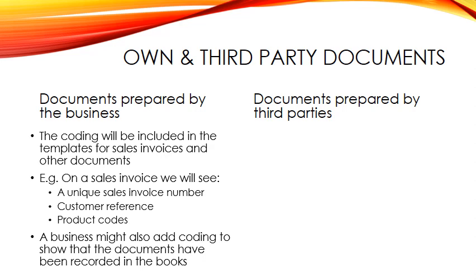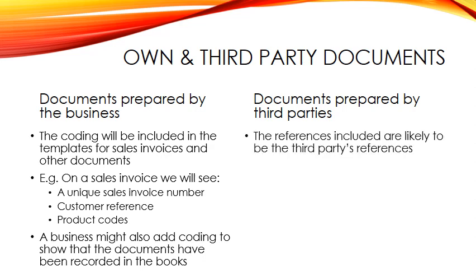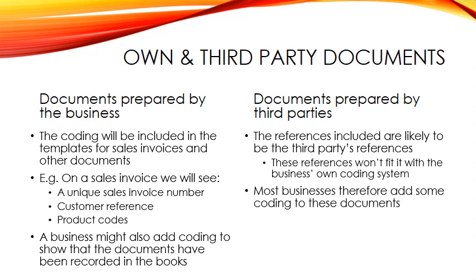So that's reasonably straightforward. Where we have documents that are being prepared by third parties, however, the references on those documents are going to be the third party's references, so the supplier's references, and those references are not going to fit into the business's own coding system. So we've then got to add some coding to the normal items that are included on the supplier's invoice, for example, to make sure that those documents are recorded correctly in the business's books. So let's have a look at one common way of achieving this.